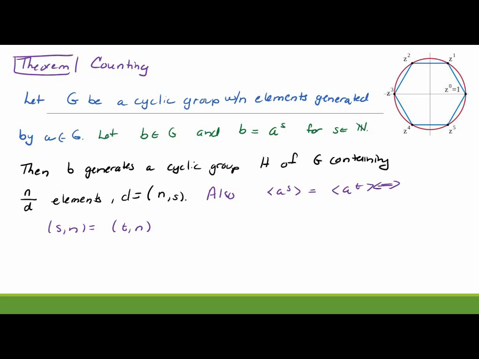You also have a relationship for when two cyclic subgroups are going to be the same: when the greatest common divisor of S and n is the same as the greatest common divisor of T and n. So for example, if you have G equals Z6 and B is 2, then the cyclic subgroup generated by B has 3 elements in it. The order of the big group is 6.